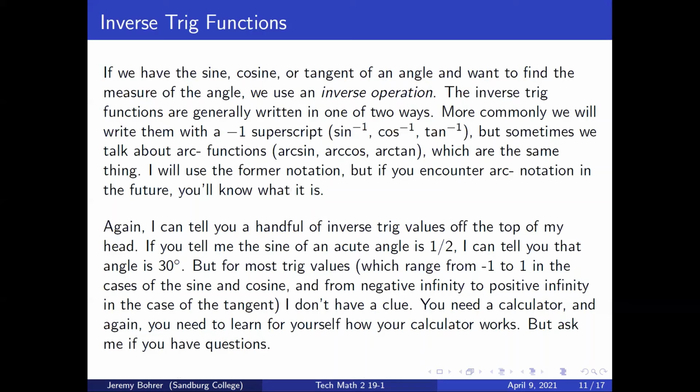Again, I can tell you a handful of inverse trig values off the top of my head. If you tell me the sine of an acute angle is 1/2, I can tell you that the angle is 30 degrees. But for most trig values, which range from -1 to 1 in the cases of the sine and cosine, and from -∞ to +∞ in the case of the tangent, I don't have a clue. You need a calculator, and again, you need to learn for yourself how your calculator works. But ask me if you have questions.